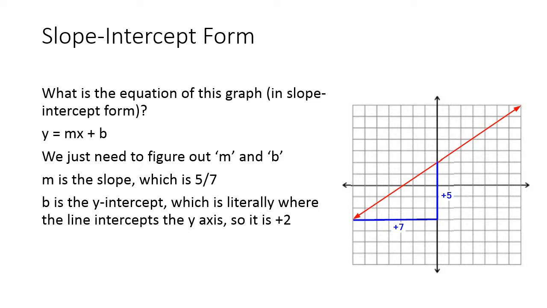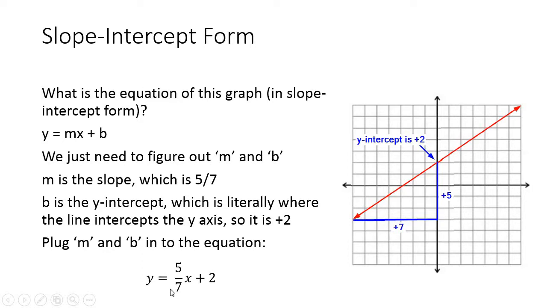B is the y-intercept, which is literally where the line intercepts the y-axis. So this is our line. Where does it intersect the y-axis? Right there. And so our y-intercept is the y value where it intersects the y-axis, so it is positive 2 for this line. So now we just plug m and b into the equation. So 5 over 7 is our slope, our m, and positive 2 is our b, and this is our complete equation now.